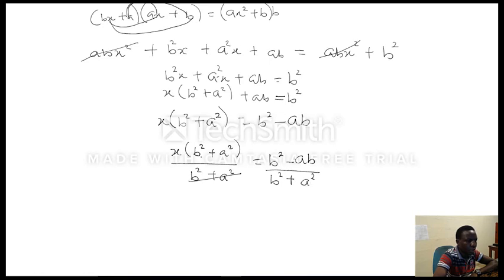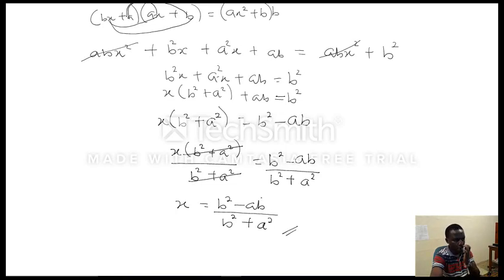So that b squared plus a squared will cancel out, and we'll have x is equal to b squared minus ab over b squared plus a squared. Please, on no account must you divide b, cancel out this b squared. It is not mathematical. So these are the likely questions you may meet when you are dealing with change of subjects of formulas.